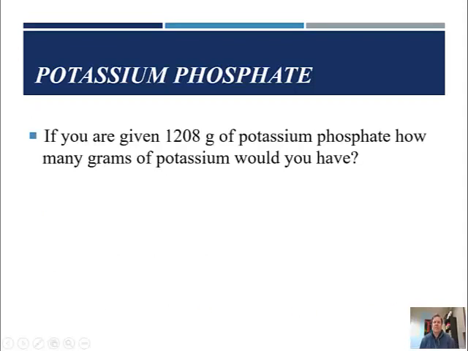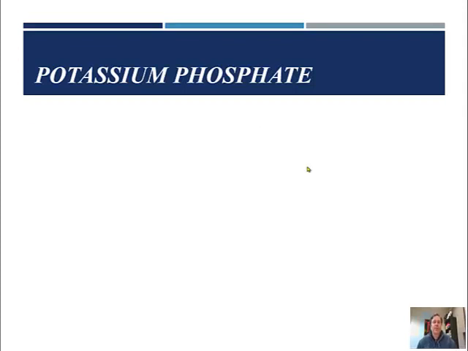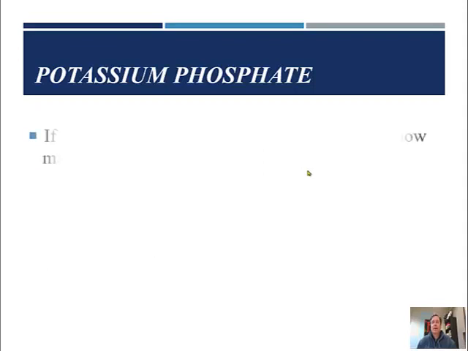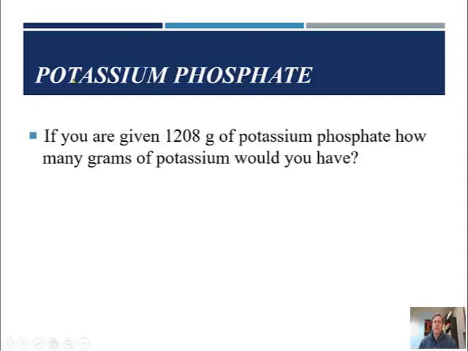Let's say we had this problem. If you're given 1,208 grams of potassium phosphate, how many grams of potassium would you have? Well, the first thing you would have to do is figure out what's the percent of potassium in that. And we just did that. We found that in potassium phosphate, it was 55.26% potassium. So of 1,208 grams, 55.26% is going to be potassium.